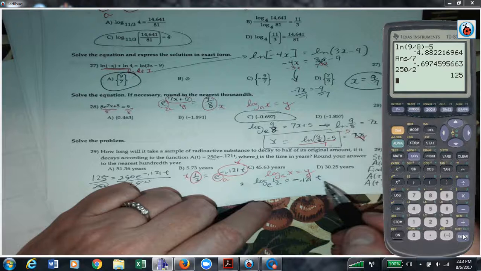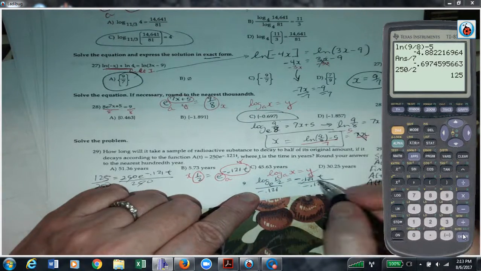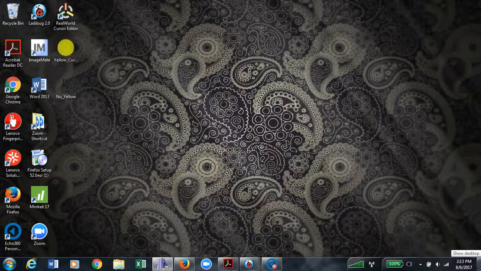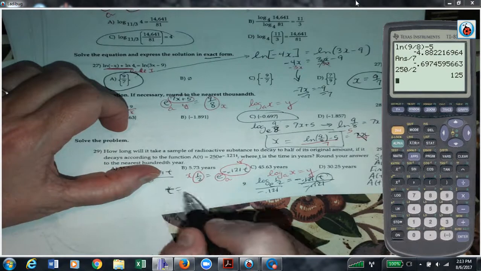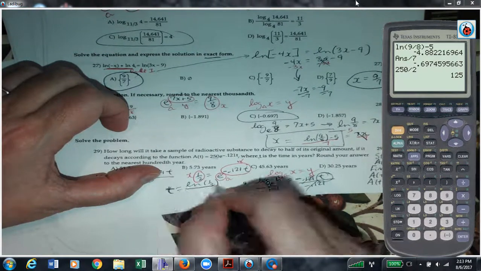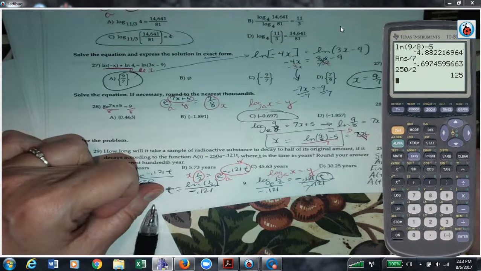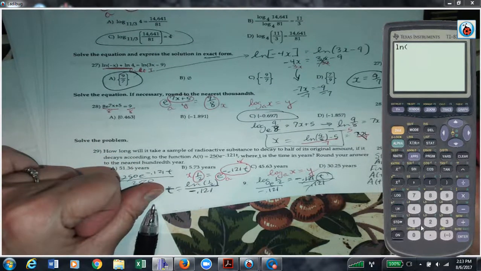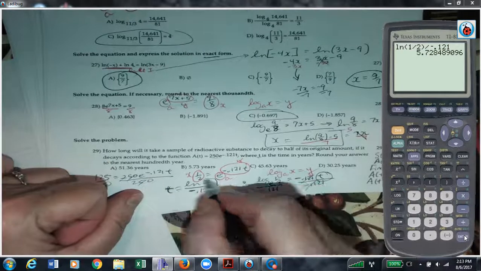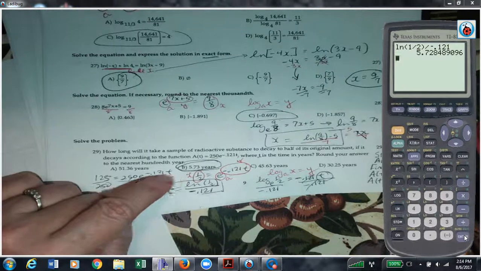Now I need to solve this for t, which means I have to divide both sides by negative 0.121. So what we get here is t equals, well, the natural logarithm of a half divided by negative 0.121. That is my exact answer. And now let's see what that is in the calculator. So the natural logarithm of a half, close parentheses, divided by the negative of 0.121. So that was my exact answer. And when I put that into the calculator, it's coming up with selection B.